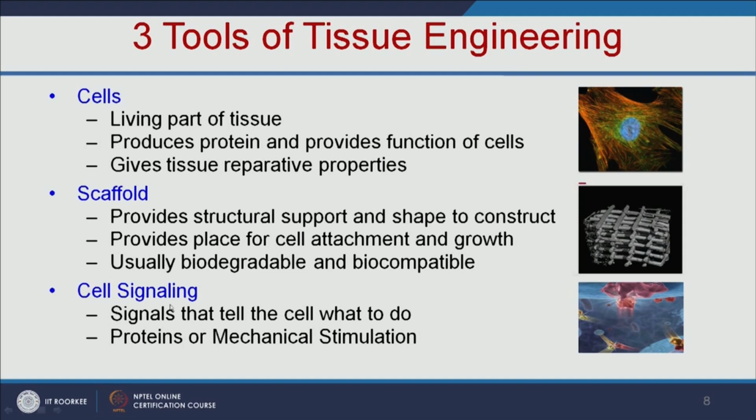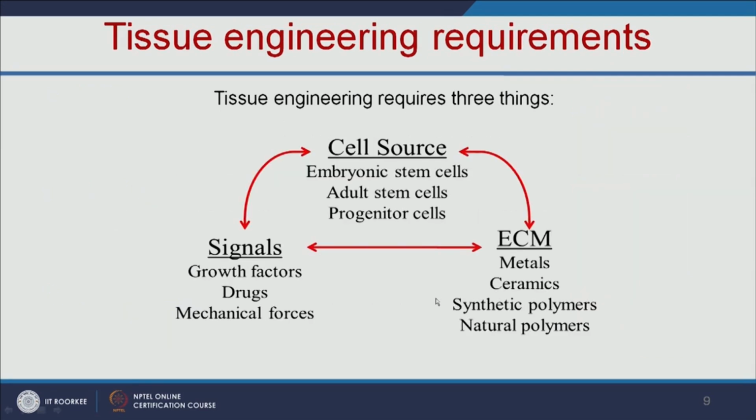And the third one is cell signaling. The cell signaling may be growth factors or hormones, which tell the cell whether it has to differentiate or not, and what kind of cells it has to differentiate into. So these are the three things required for tissue engineering.